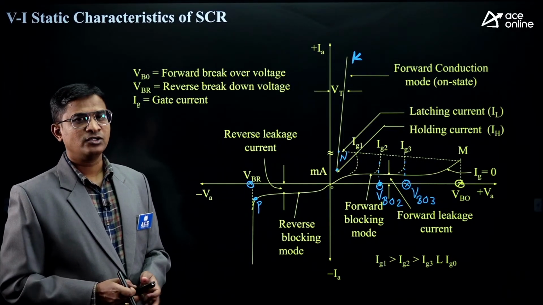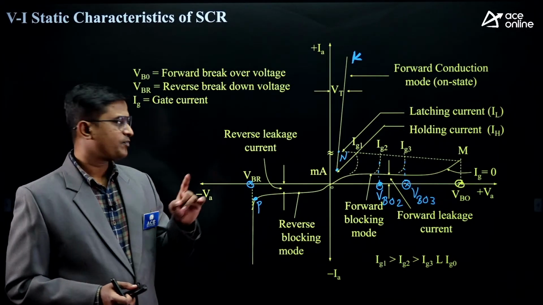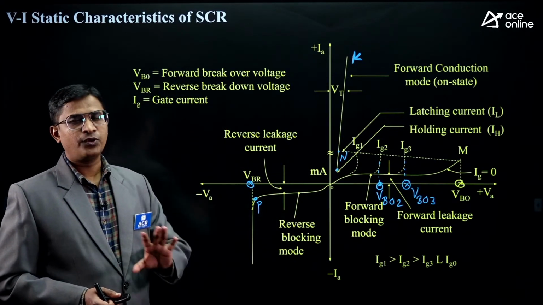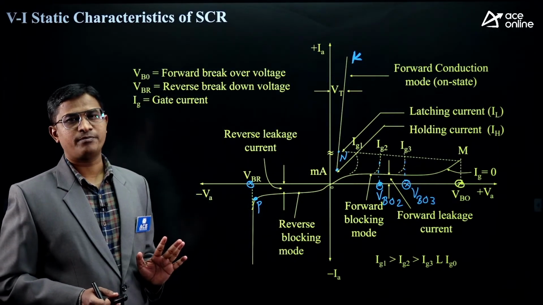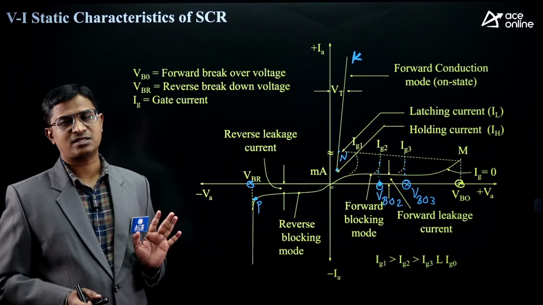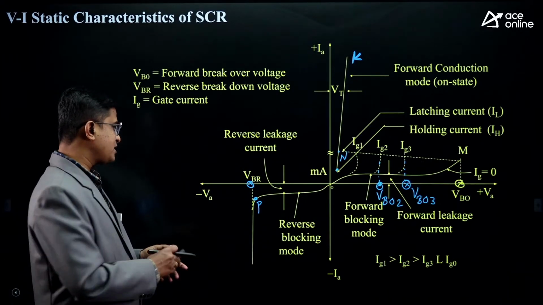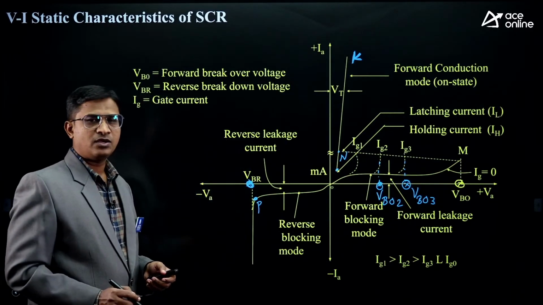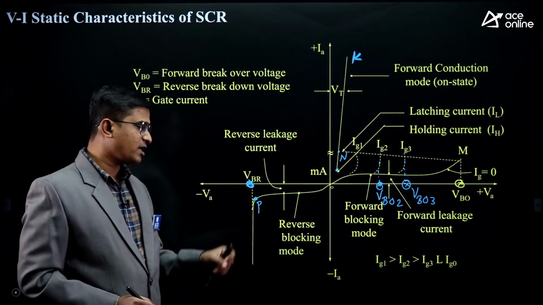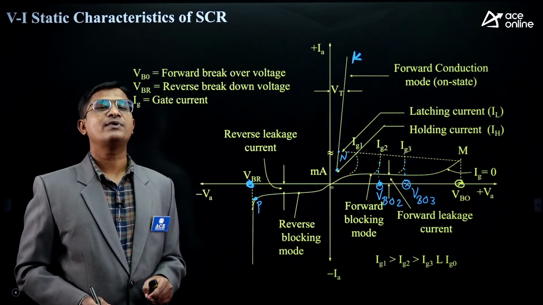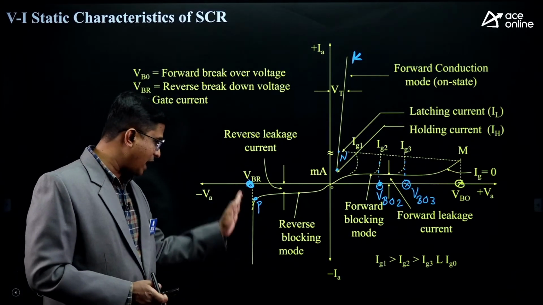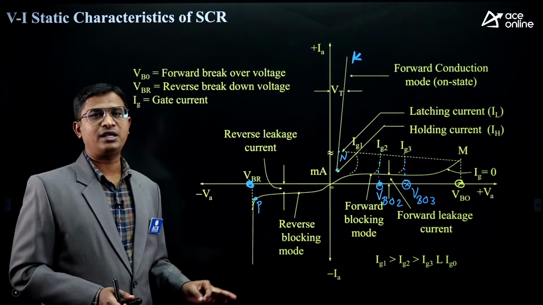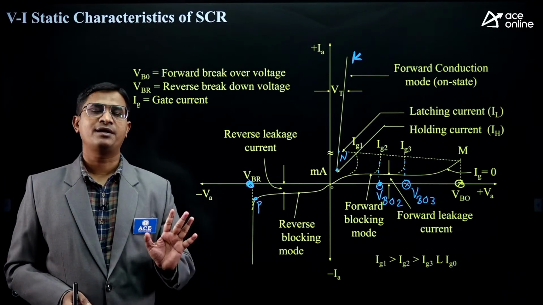So we have three modes of operation: forward blocking, forward conduction, reverse blocking. We don't have a reverse conduction mode. Be careful. If I apply this much voltage across the device, what will happen? The breakdown of the reverse biased junctions J1 and J3 takes place and suddenly a very high current will flow through the device. This high current will surely damage your device permanently.